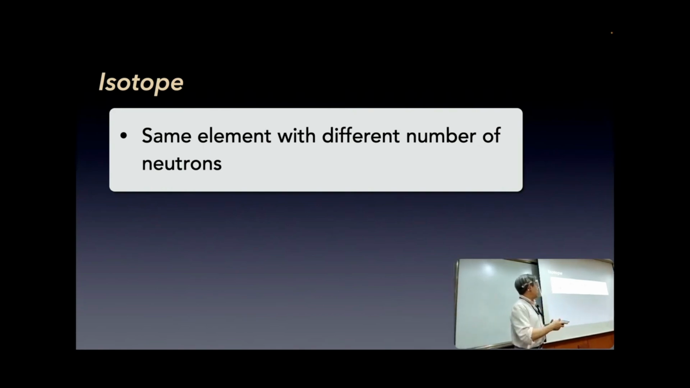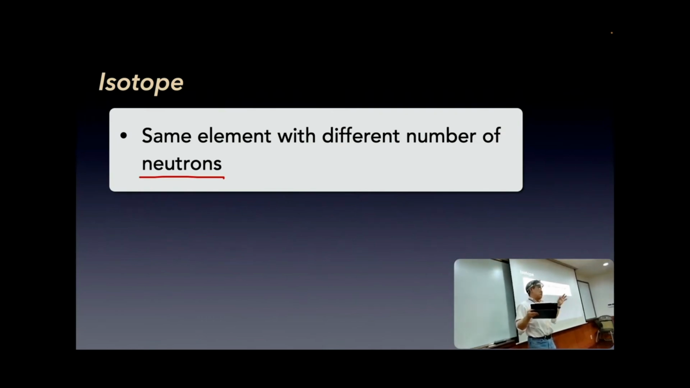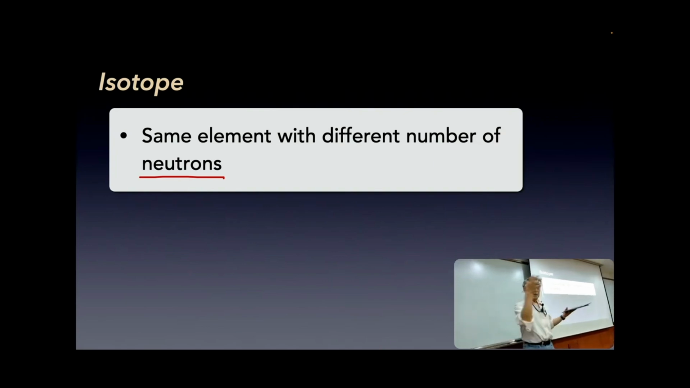Definition-wise, an isotope is the same element, however, the difference is their number of neutrons. In other words, by definition, isotopes have the same number of protons and electrons, but their neutron numbers are different. If they have a different number of neutrons, then they can have a different weight, because neutrons contribute to the weight of a given atom.